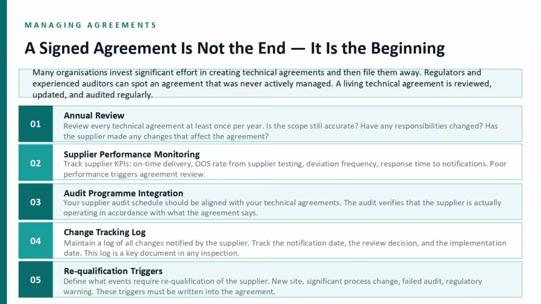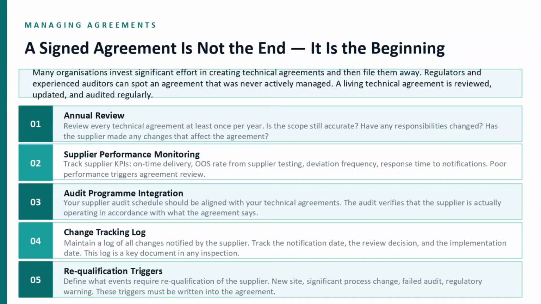Annual review. Review every technical agreement at minimum once a year. Is the scope still accurate? Have any responsibilities changed? Has the supplier made changes that affect the agreement content? Update the document and have it re-signed by both parties when changes are made. Supplier performance monitoring. Track your supplier KPIs. On-time delivery. OOS rate from supplier testing. Deviation frequency. Response time to change notifications. Poor performance is a trigger for an unscheduled agreement review and potentially for requalification of the supplier.